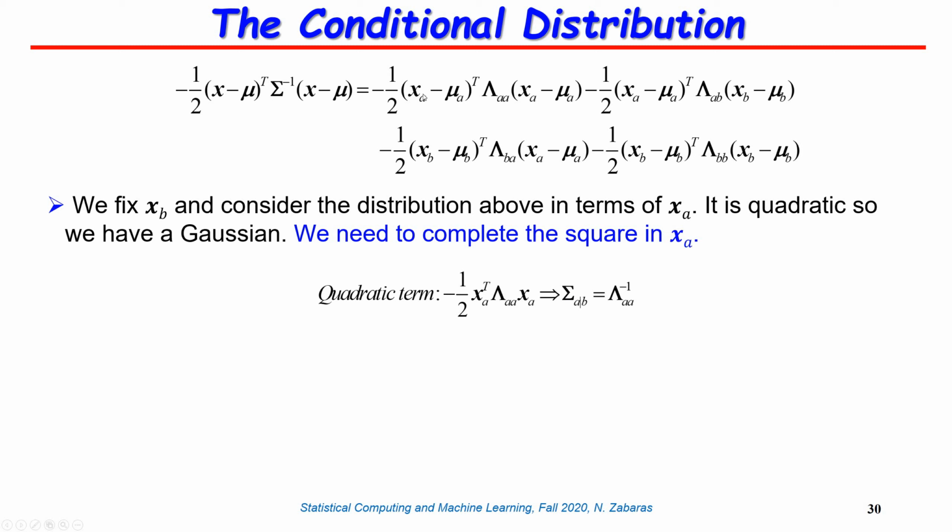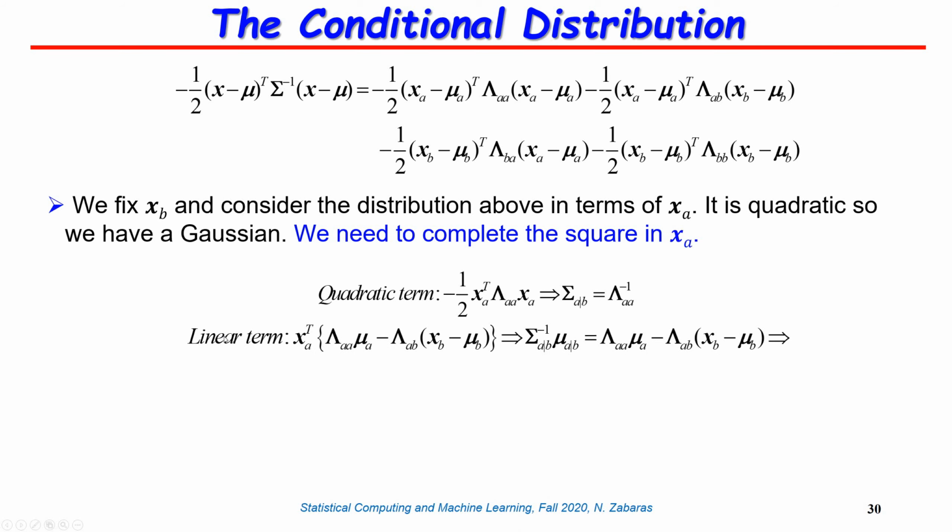Now, if you look at linear terms in XA, I can see here there is X_A transpose lambda_AA mu_A, and then there is another term, mu_A transpose lambda_AA X_A, and then I see another term that involves XA. If you put all of these terms together, you're going to get what you see here. If I look on the left hand side, this will be all the terms that involve linear terms in XA. And you remember, this is what I get when I try to close the square.